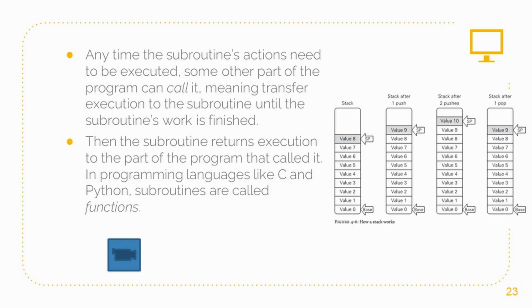3. Subroutine execution. Once the data items and return address are pushed onto the stack, the CPU jumps to the starting address of the subroutine and begins executing the sequence of actions defined by the subroutine. The subroutine performs its task, accesses the stored data items if necessary, and then prepares to return control to the calling code. 4. Stack cleanup. After the subroutine completes its execution, the CPU pops the return address and any other temporary data items from the stack.